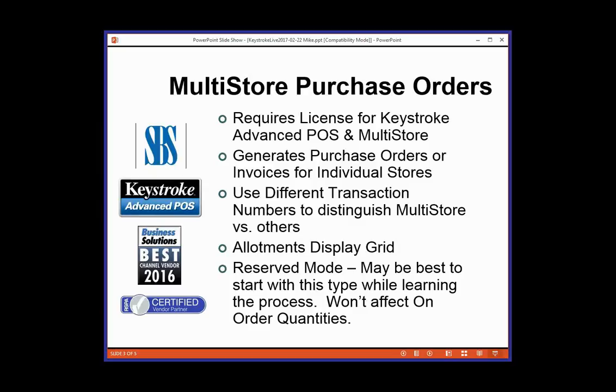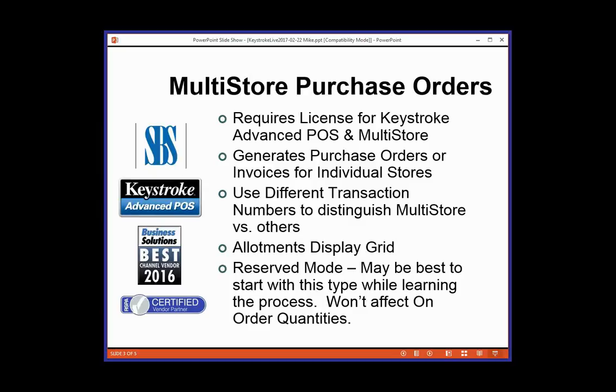In our example, we use different transaction numbers for multi-store purchase orders. It's just an easy way for us human beings to visually look at a number and go, oh, that was a multi-store purchase order. I didn't do it here. It was generated for me. We're going to go over the allotments grid, and that's a way we actually handle it. It's kind of like a 2x2 grid on stores and quantities. So you add up all the stores.